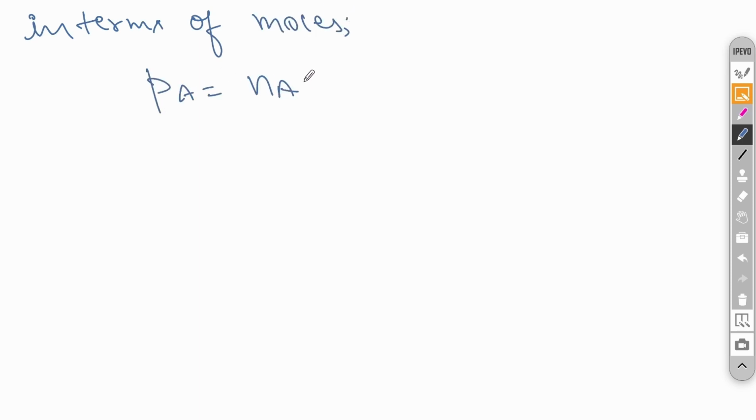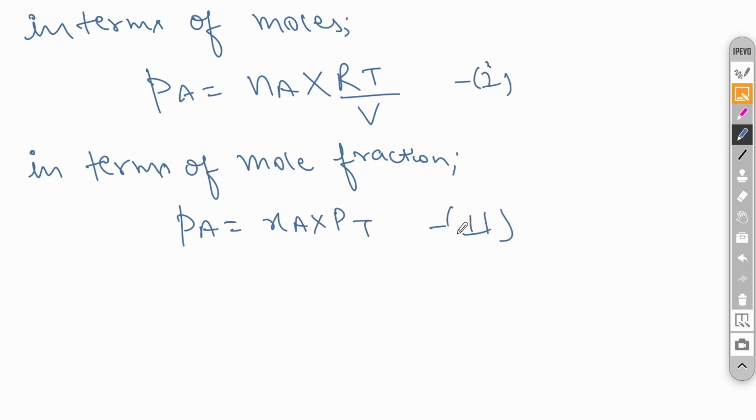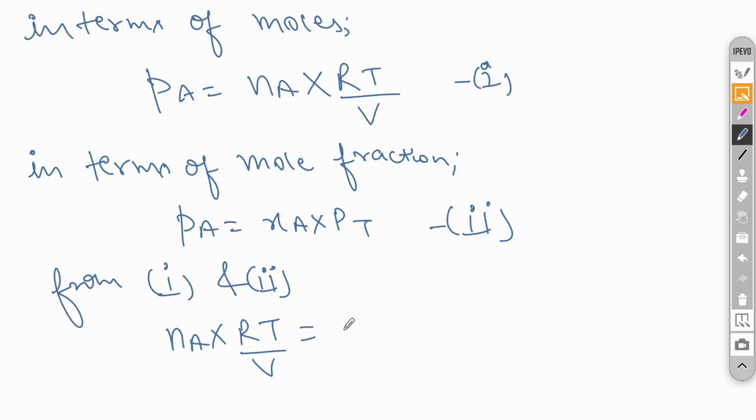Moving further, what we got in terms of number of moles, we have Pa is equal to Na multiplied by RT by V, right? And in terms of mole fraction, we have Pa is equal to Xa multiplied by Pt, right? We can write the same for Pb and Pc as well. So from 1 and 2 we got Na multiplied by RT divided by V is equal to Xa multiplied by Pt, right?